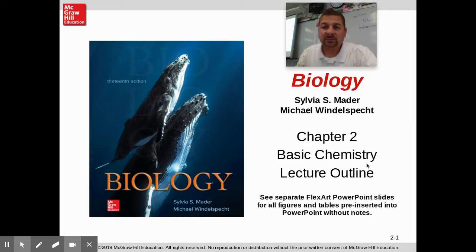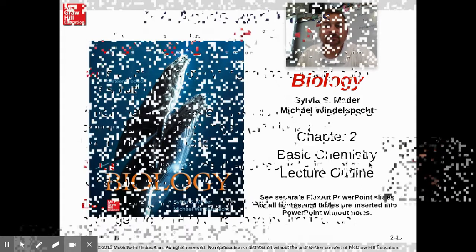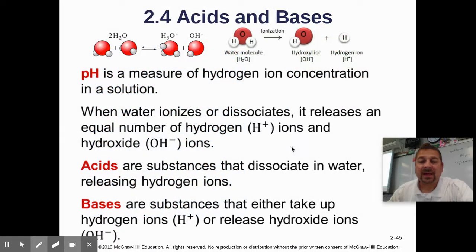Chapter 2, Section 4 talks about acids, bases, the pH scale, and a little bit about buffers. First, a little bit about acids and bases. For acids and bases, we measure them using a pH scale. An acid is a substance that dissociates in water, releasing hydrogen ions.